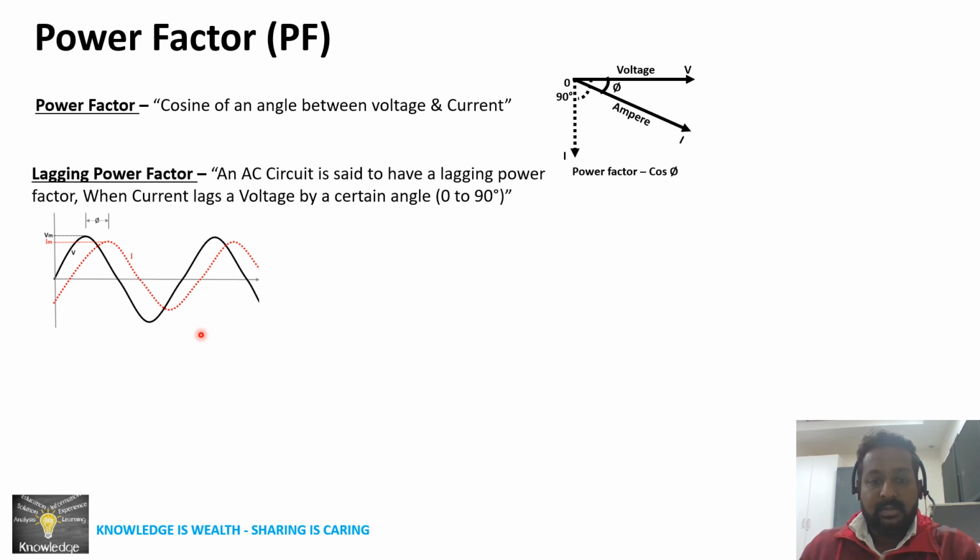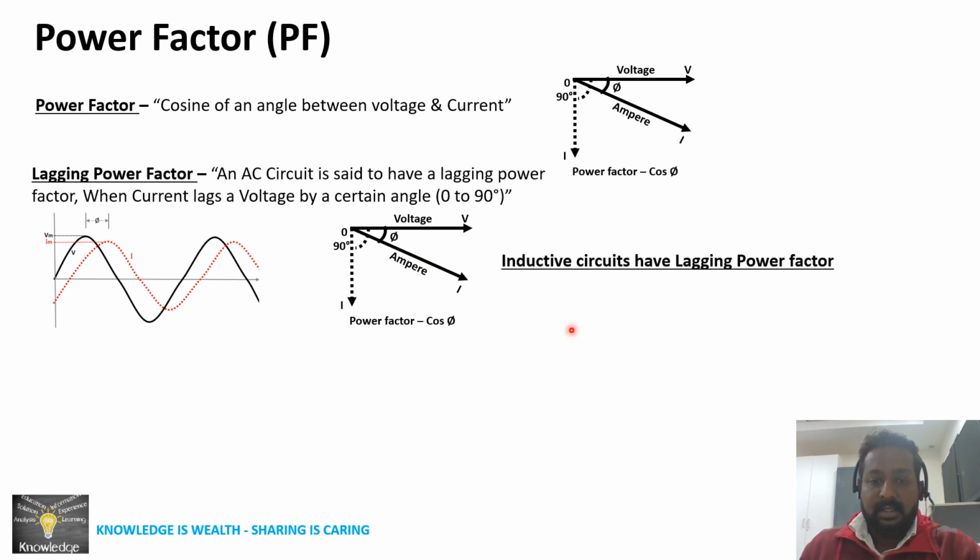If we see it in a vector diagram, let's consider voltage is constant and the variable is the ampere. It is lagging below the voltage, lagging by a certain angle phi, and it can lag from 0 to 90 degrees. So that is cos phi. It is a vector diagram. Usually all our inductive circuits have a lagging power factor.